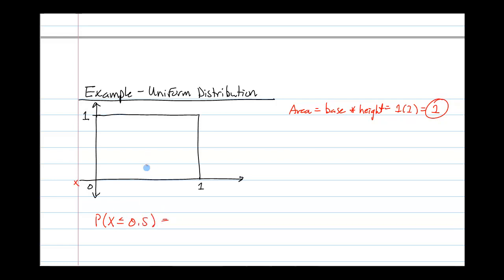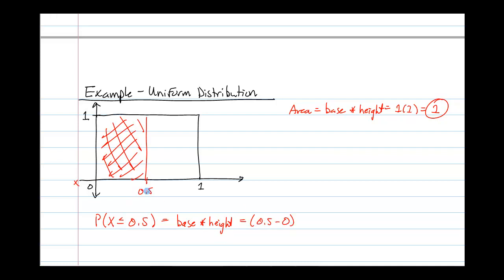Well, here's 0.5, halfway in between. So here's 0.5. Here's less than or equal to, so this is the area that I'm trying to find that will correspond to that probability. Well, again, it's base times height. Well, the base here is 0.5 minus 0, right minus left, and the height of this is 1 minus 0. So I have 0.5 times 1, so I have 0.5 as my probability. So 0.5 is my probability.